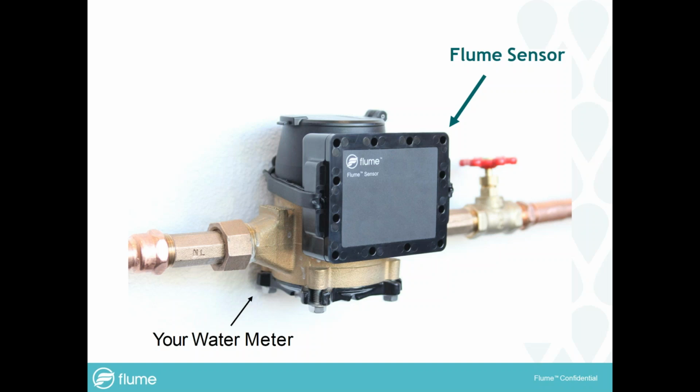So it can go on the side of the meter. No plumber has to come out to install it. It's a very low-cost sensor. It's only $199 retail price. And now with that sensor on there, we're reading all the movement inside of that meter, analyzing the data, sending it to the consumer, and also sending it to the utility as well.